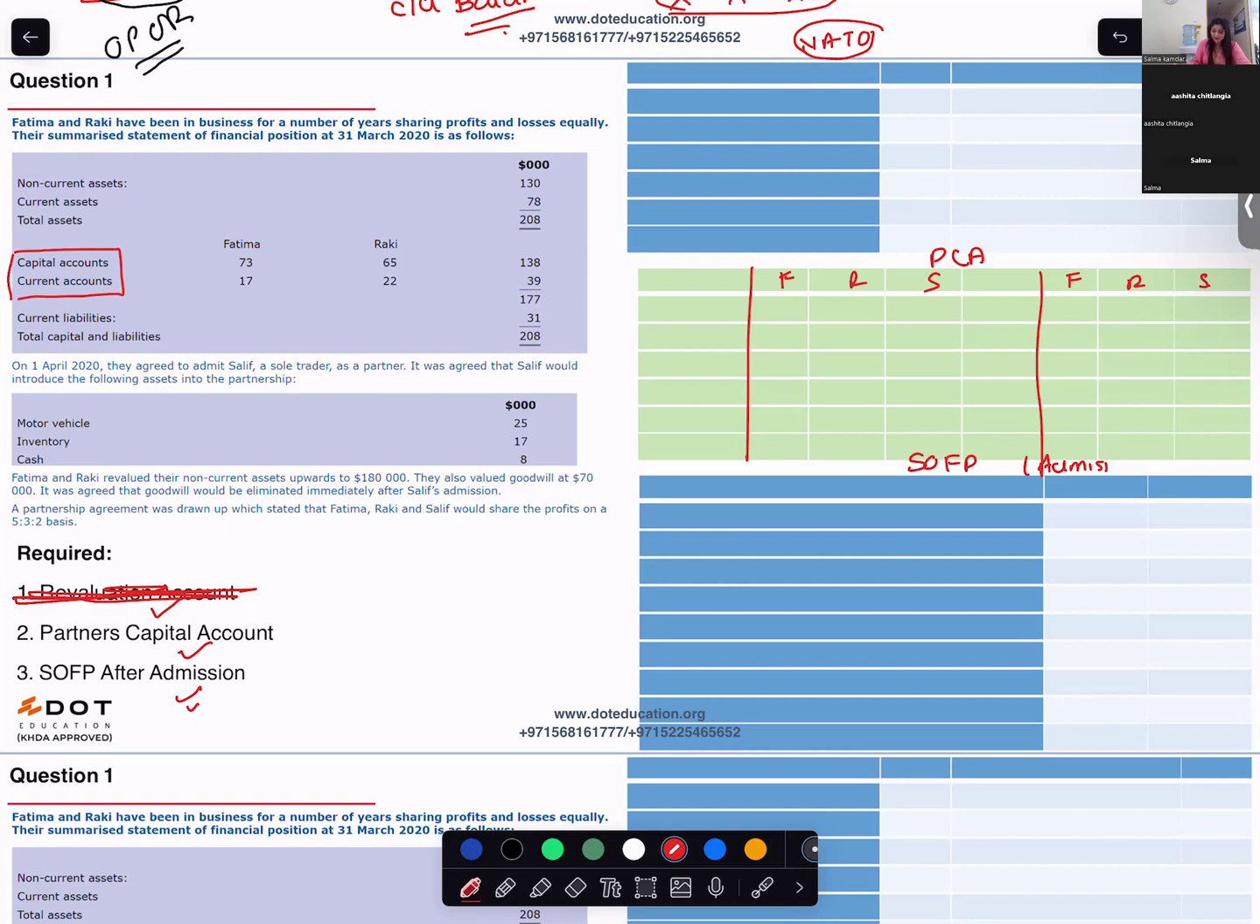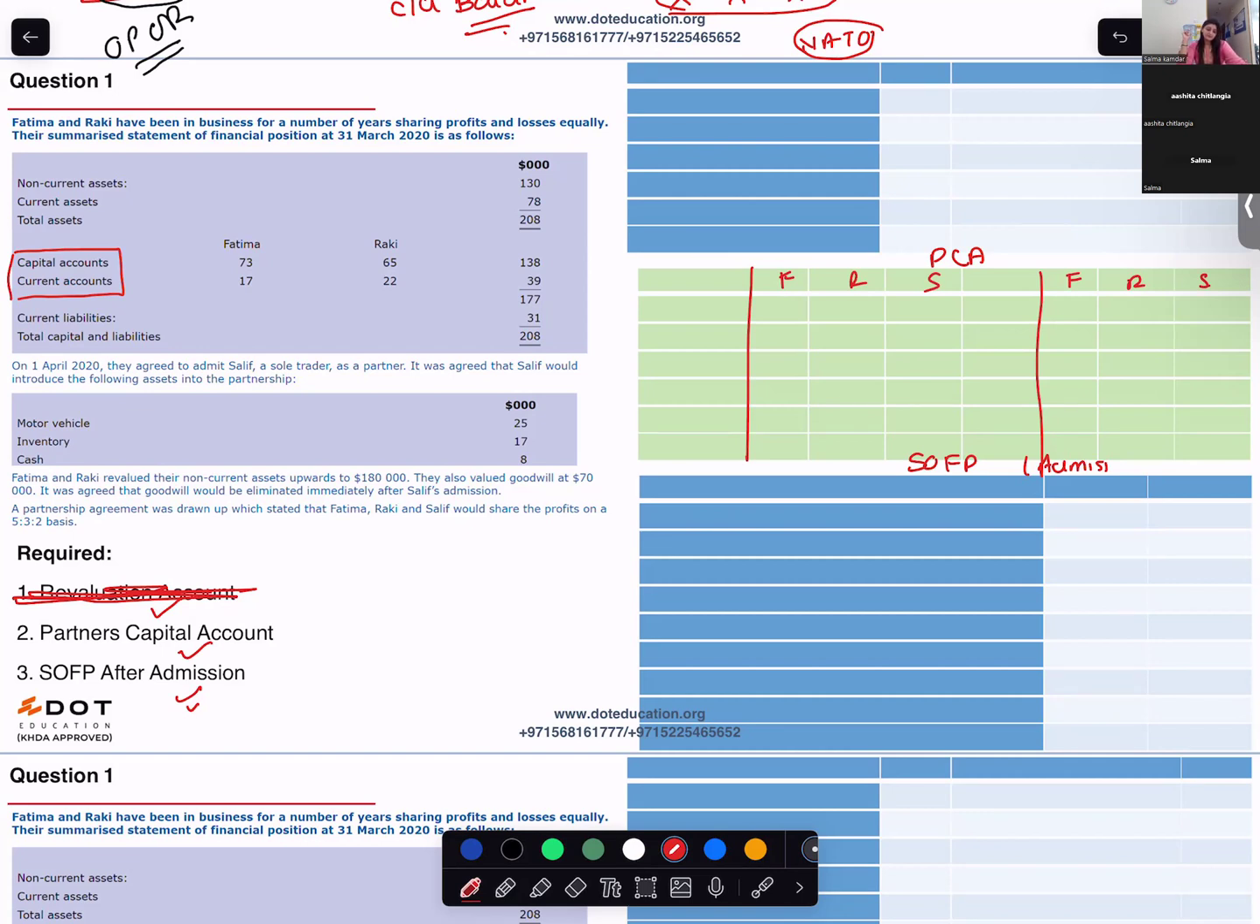So that means we are following which capital method? I have a capital account and I also have a current account. I have both the accounts. That means we are following which method? Fixed capital method or fluctuating capital method?